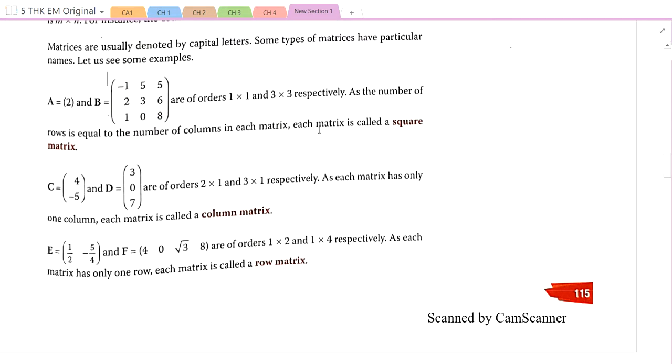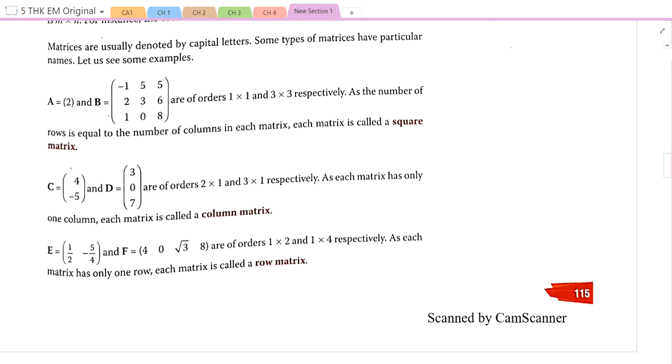Okay? Now, if the number of rows is equal to the number of columns, it is called a square matrix. It's just a name. Okay? It looks like the number of rows is the same as the number of columns, so it's a square matrix. Not too important to know about this name, but sometimes we will describe it as such.